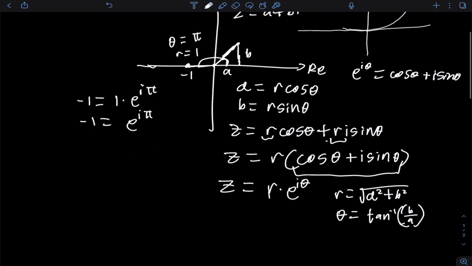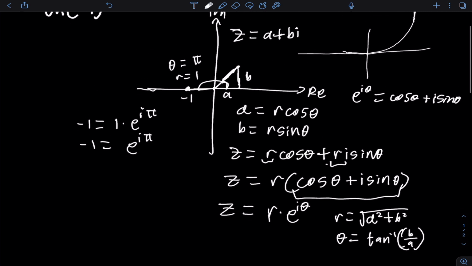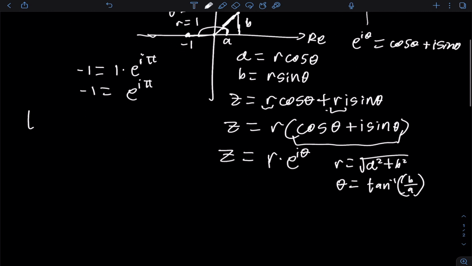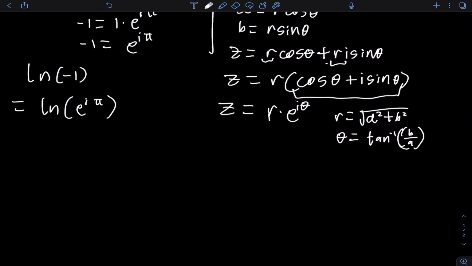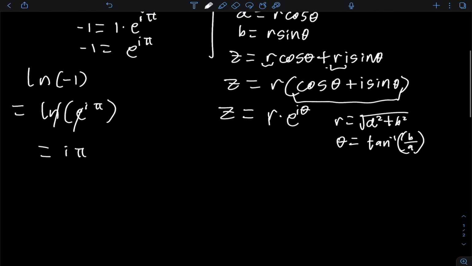So that is pretty cool, but now how do we get the natural log of negative 1? What we can see is that the natural log of negative 1 is nothing but just taking the natural log of e to the i pi, like so. And we know that by definition, the natural log is the log base e, so if we have the natural log of e to some x, those will cancel out, and you're just left with that x. So you're just left with i pi. Therefore, the natural log of negative 1 is i pi.